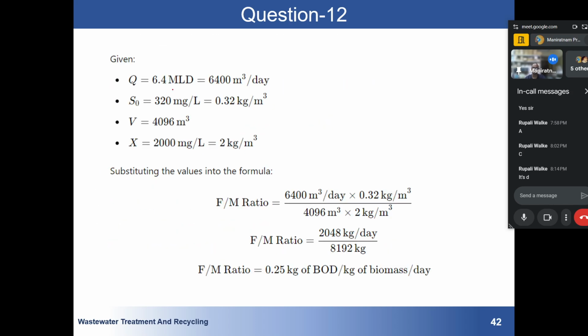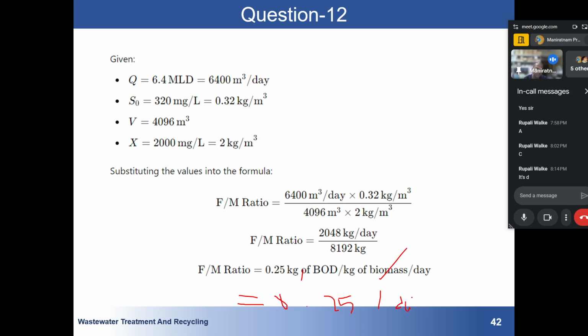Q is equal to 6400 meter cube per day. S naught is 320 milligram per liter, that is 0.32 kg per meter cube. V we have calculated, X we have 2 kg per meter cube. So I will substitute everything, and the kg will get cancelled out, and the final answer you can report is 0.25 per day. Okay now, no need to write this much, because I have already discussed this.